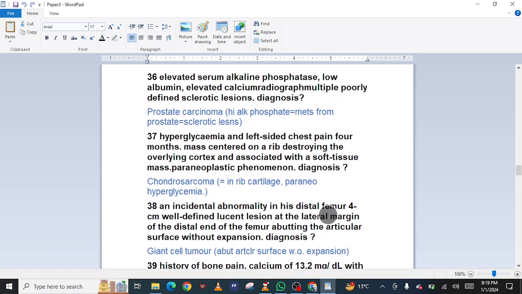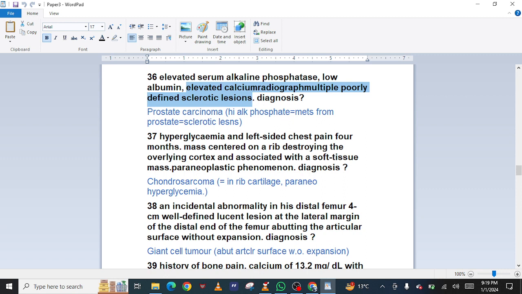36. Elevated serum alkaline phosphatase, low albumin, elevated calcium. Radiographs have multiple poorly defined sclerotic lesions. Diagnosis: prostate carcinoma. 37. Hyperglycemia and left-sided chest pain for 4 months. Mass centered on a rib destroying the overlying cortex and associated with a soft tissue mass.